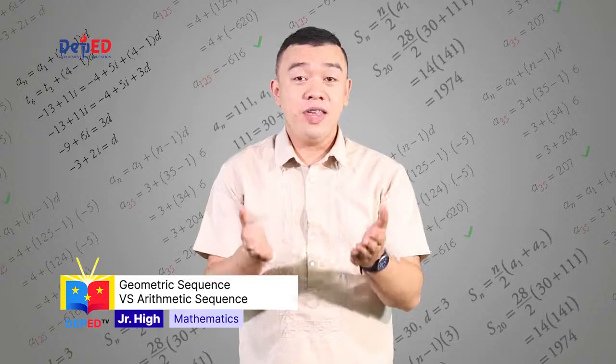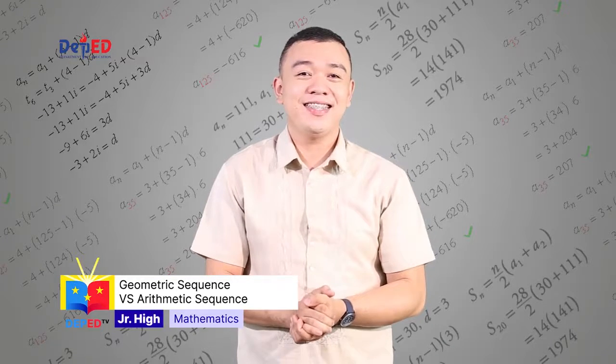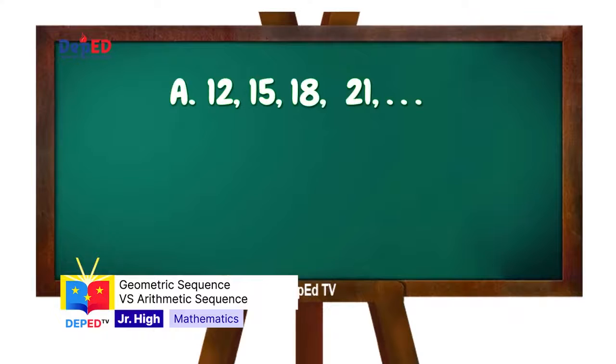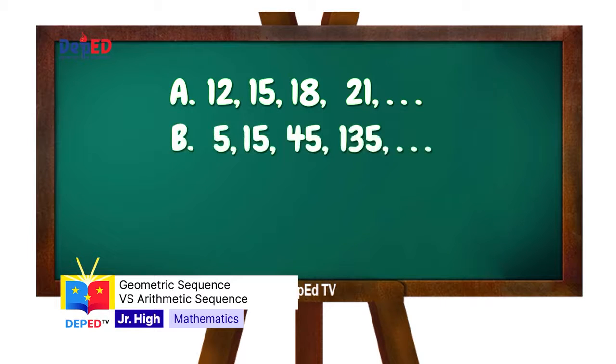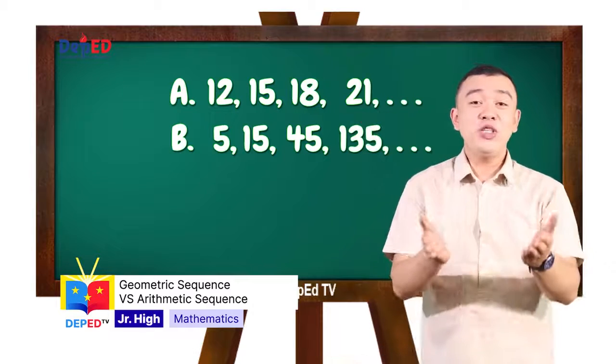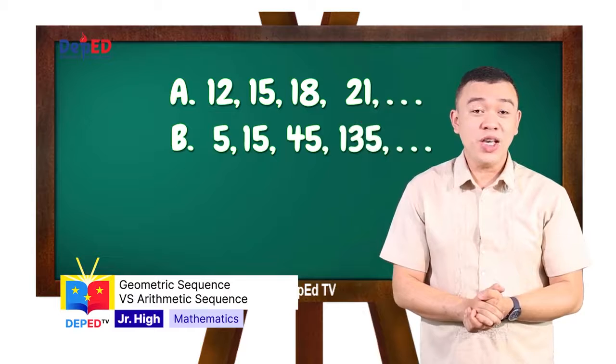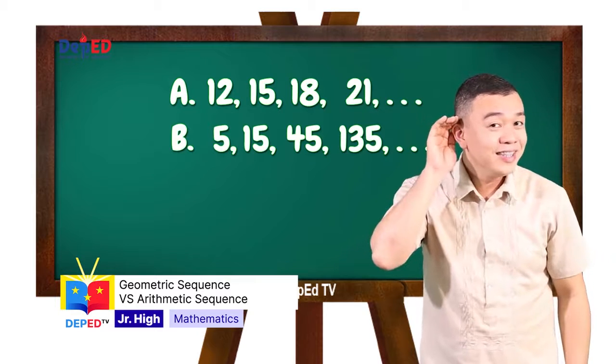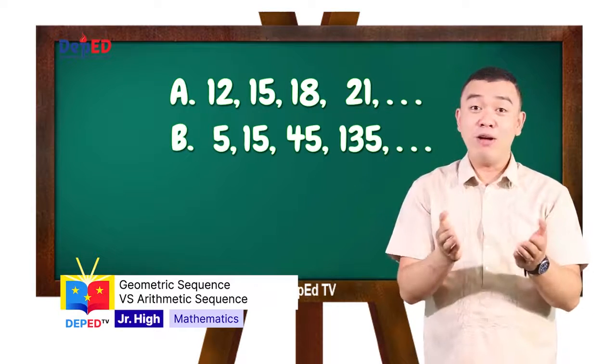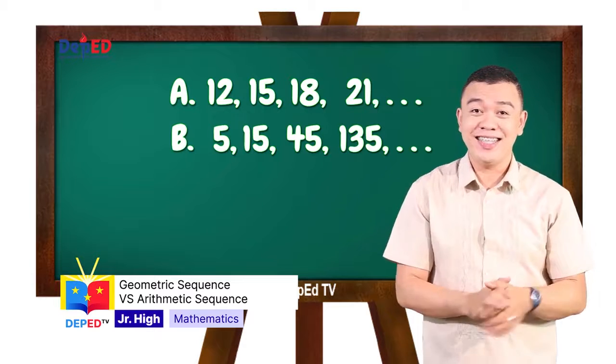Take a look at these sequences. For letter A, 12, 15, 18, 21, and so on. B, 5, 15, 45, 135, and so on. Which do you think is a geometric sequence? How about an arithmetic sequence?